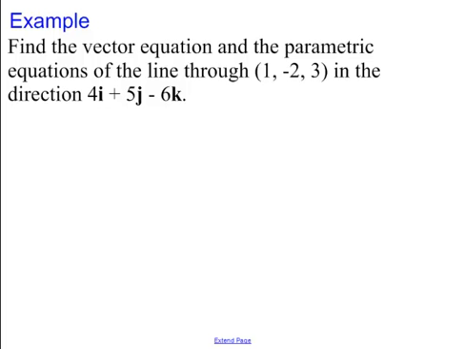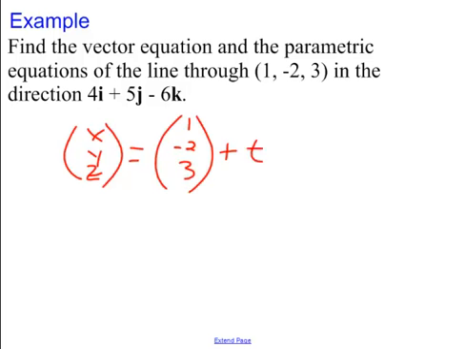So, example. Find the vector equation and parametric equations of the line through that point and in the direction 4i plus 5j minus 6k. Keep in mind, make sure your unit vector form is in order i, j, k. Then I can quickly say x, y, z, that any coordinate point, we have the starting point 1, negative 2, 3, plus some multiplier times 4, 5, negative 6. So here's our vector equation.